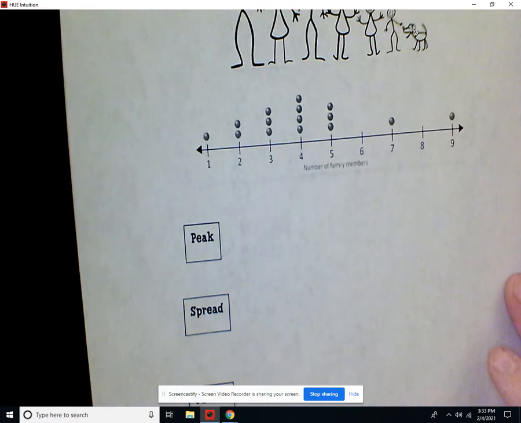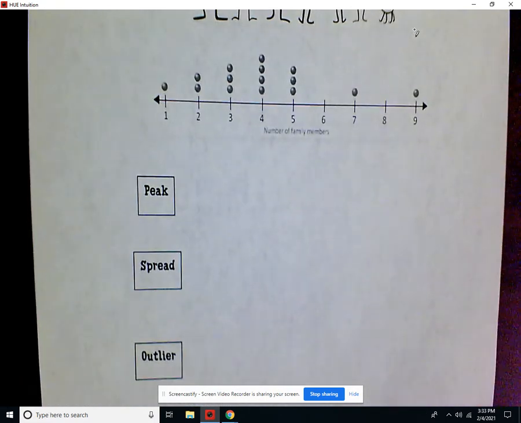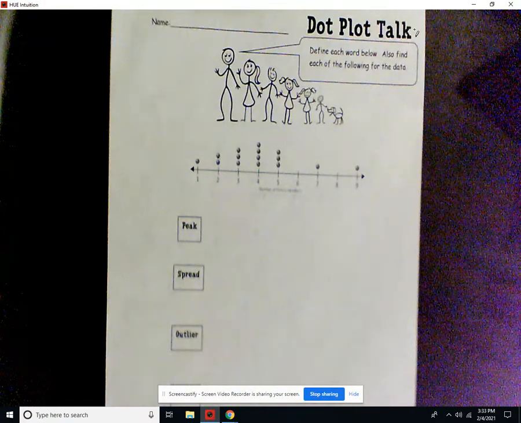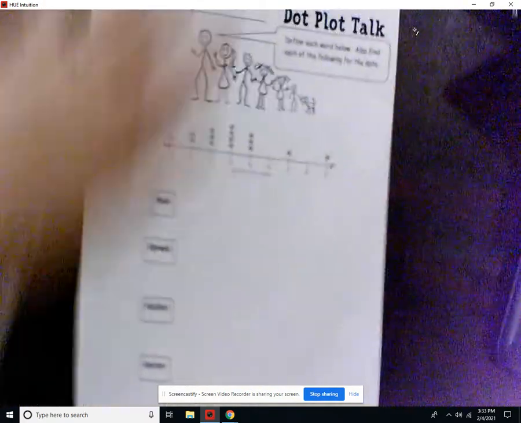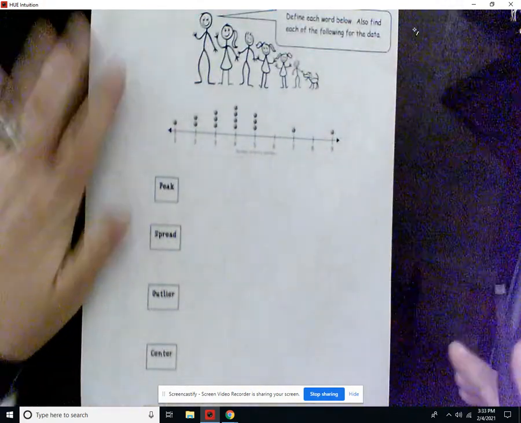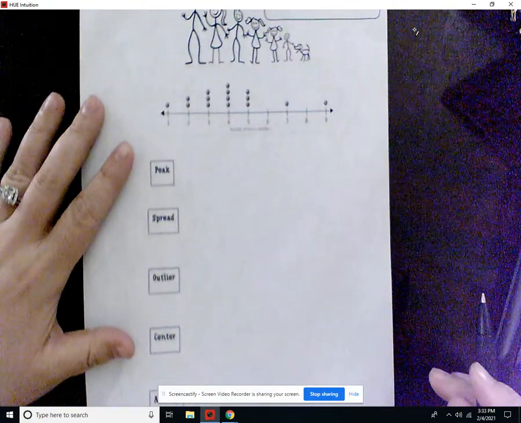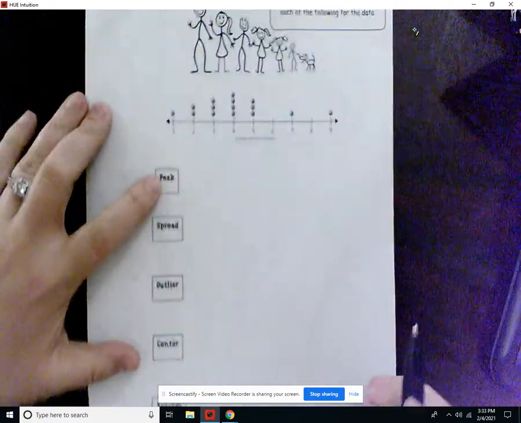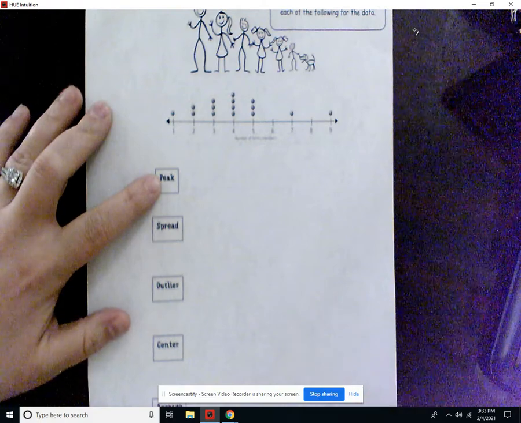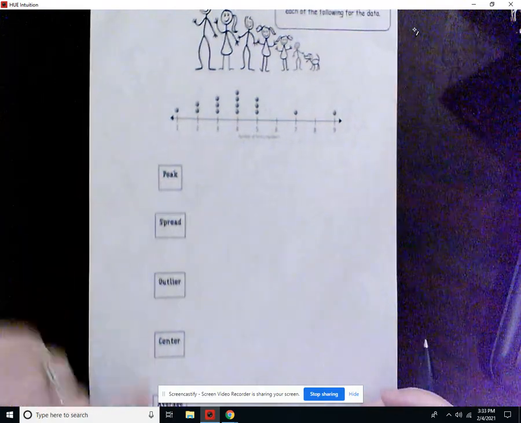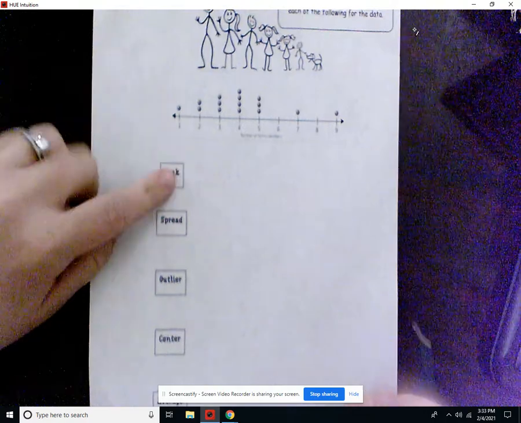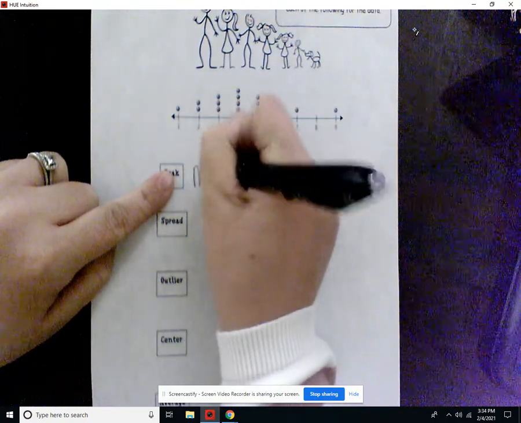Okay, for today's lesson, we are going to look at dot plots. It's very similar to what we did yesterday, except we're looking at a graph. Some terminology we need to talk about: since there's a mean, median, and range, we're going to see peak, spread, outlier, center, and average. The peak is what we call the mode.